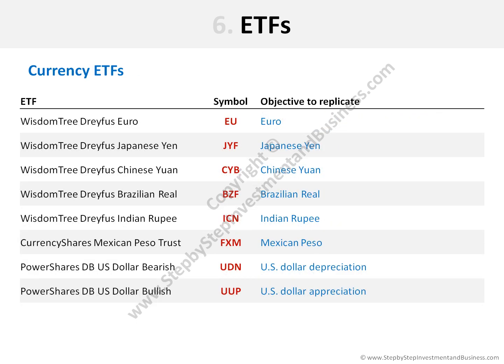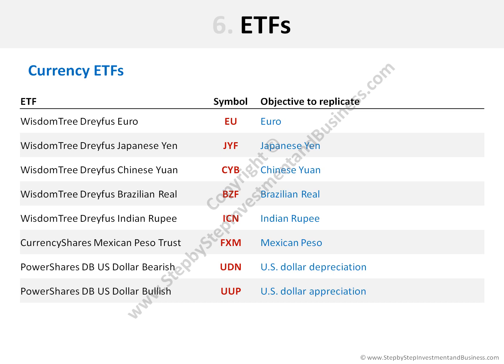And finally, here are some examples of currency ETFs. We have the ETF whose symbol is EU, and whose objective is to replicate the euro. We have the ETF whose symbol is JYF, and whose objective is to replicate the Japanese yen. We have the ETF whose symbol is CYB, and whose objective is to replicate the Chinese yuan. We have the ETF whose symbol is BZF, and whose objective is to replicate the Brazilian real.